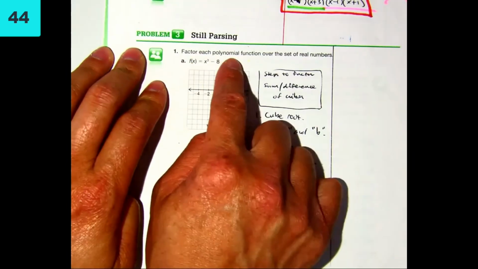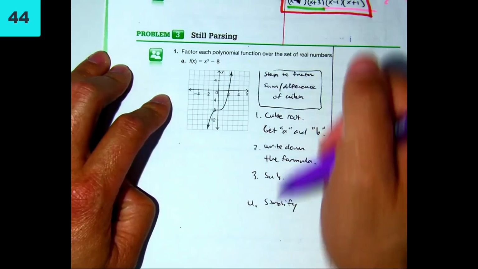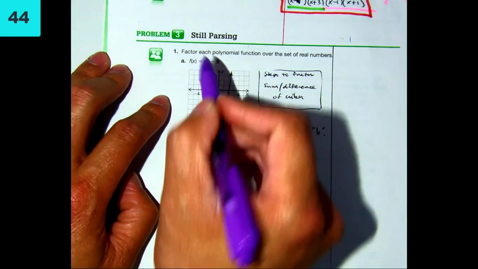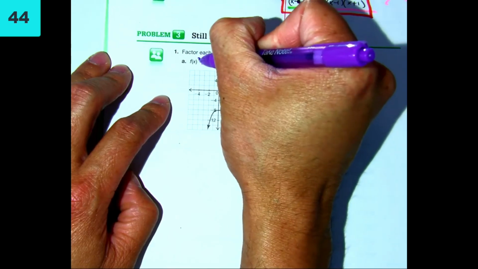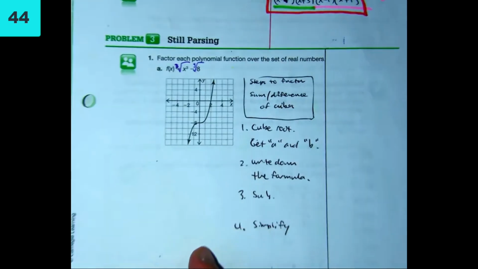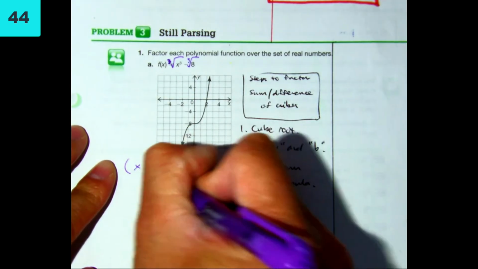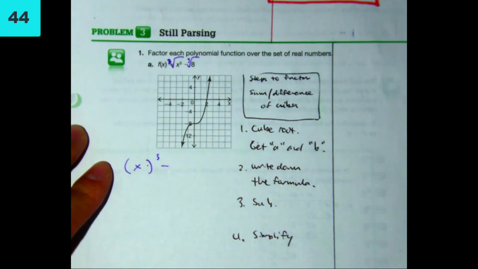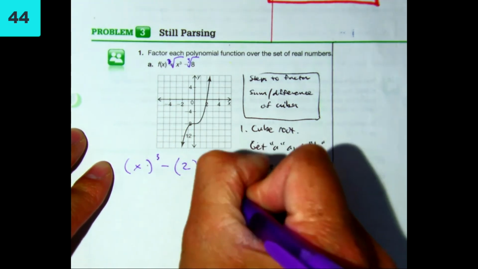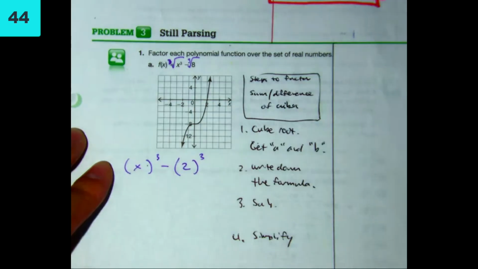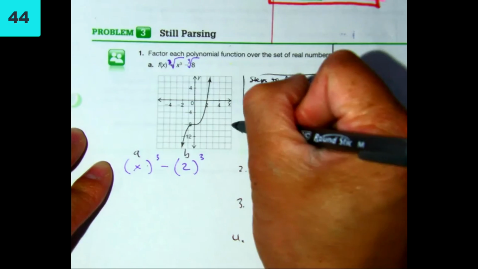So let's do factor each polynomial function over the set of real numbers. I have x cubed minus 8, and we talked about these 4 steps. So the first one is a cube root, meaning if I take a cube root of each of these, that should be a 3. What does that mean? You're looking for 3 identical numbers that multiply to be x cubed. The answer is x. And then it says 3 identical numbers that multiply to be 8. The number is what? 2. So basically this is my a value and this is my b value. So we just did step number 1.